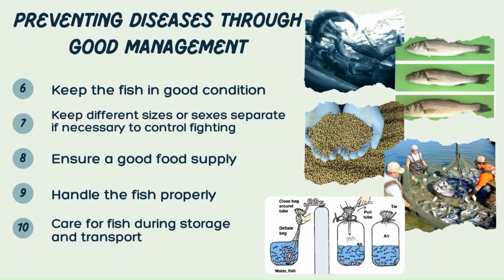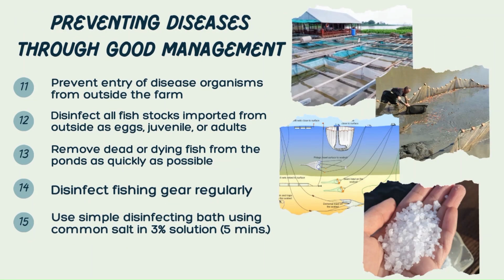Tenth, care for your fish during storage and transport. This is to ensure that your fish is in good condition and avoid mortality within your stock. 11th, prevent the entry of disease organisms from outside the farm. This is done by controlling wild fish by using filters and screens. Regularly remove them from canals and ponds. You should also control the fish-eating predators, particularly birds and mammals.